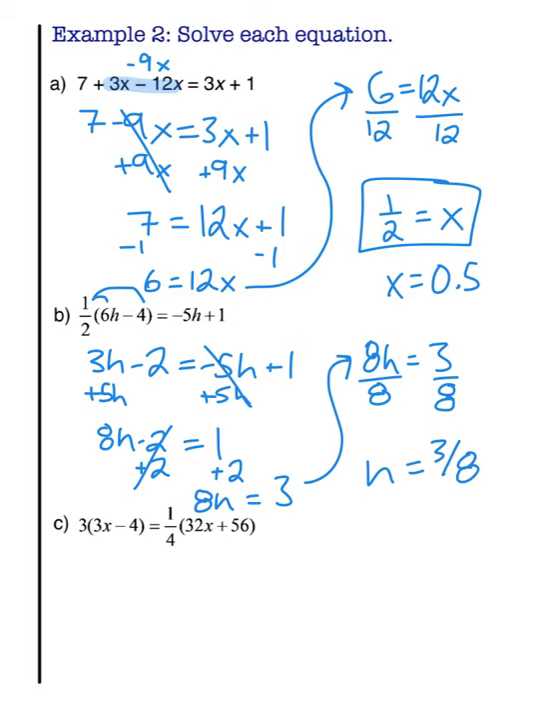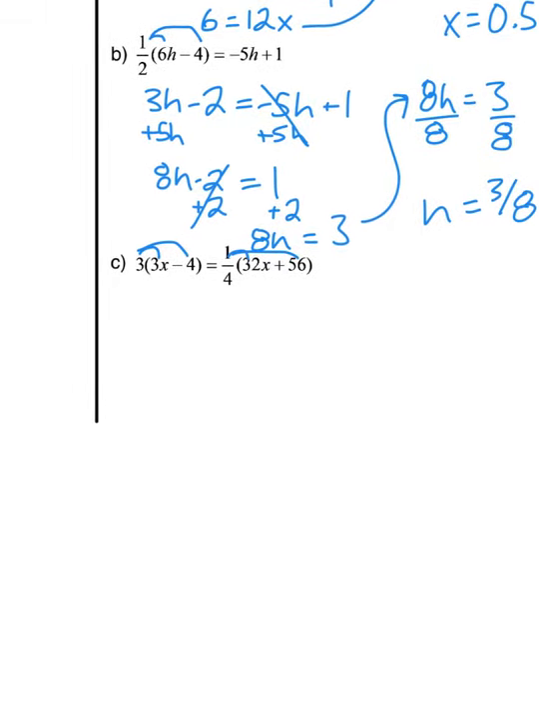All right, last example. We have 2 different things to distribute. I have the 3 on the left and I have the 1/4 on the right. So 3 times 3x is 9x. 3 times negative 4 is negative 12. And on the right side, I have 1/4 of 32x is 8x. And 1/4 of 56 is 14. All right, so I have 9x minus 12 equals 8x plus 14.